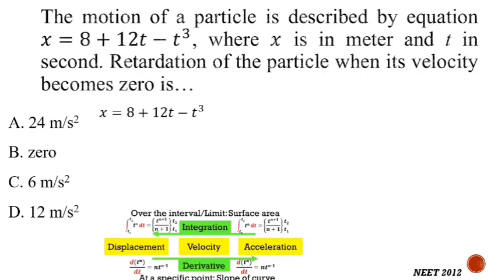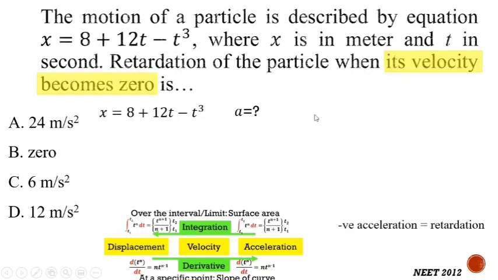So we need to find the retardation when the velocity is 0. So we need to find the acceleration actually when the velocity is 0. That is one more condition given, so we will highlight this condition. In this problem, the displacement equation is given and we need to find the acceleration, and one condition is that the velocity is 0.